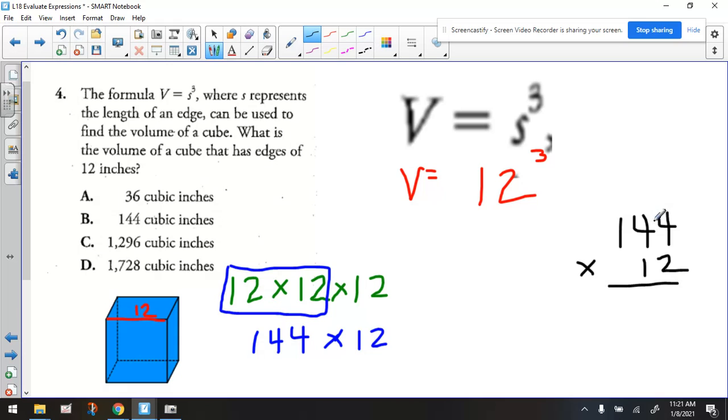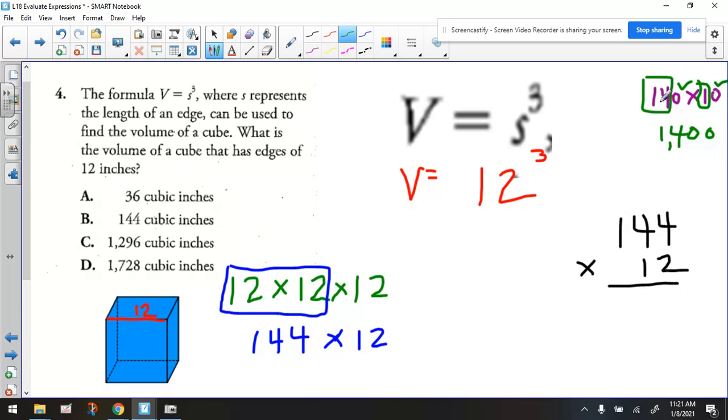So if we estimate this and call this close to 140, and we estimate this and call this kind of close to 10, and we think to ourselves, what's 14 times 1? 14 times 1, we would get 14. And then we have 2 zeros to throw on there. So our estimate would be 1,400.